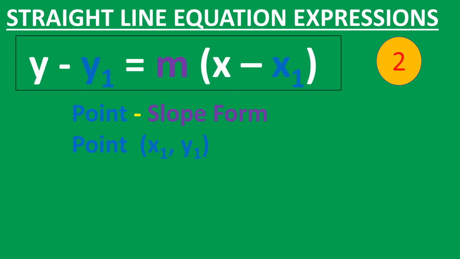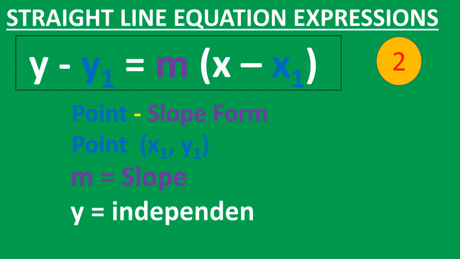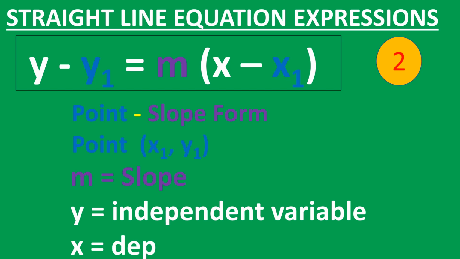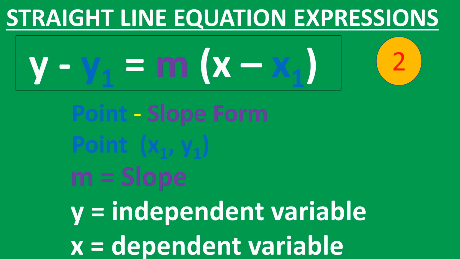So you have a point represented by x1, y1 on your line, and then you have your slope, which is your m. Your m is your gradient, which is the change in y over change in x. Your y is your independent variable, while your x is your dependent variable.